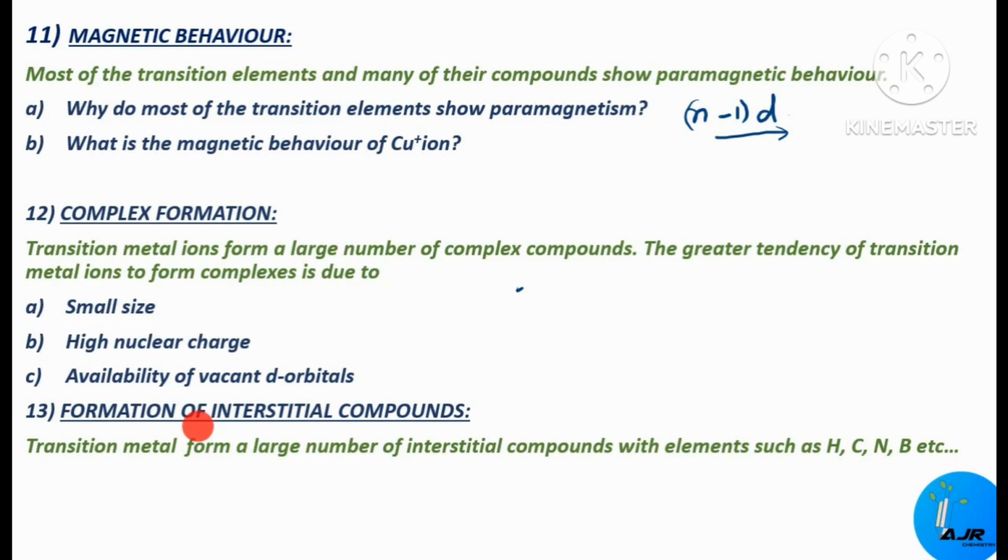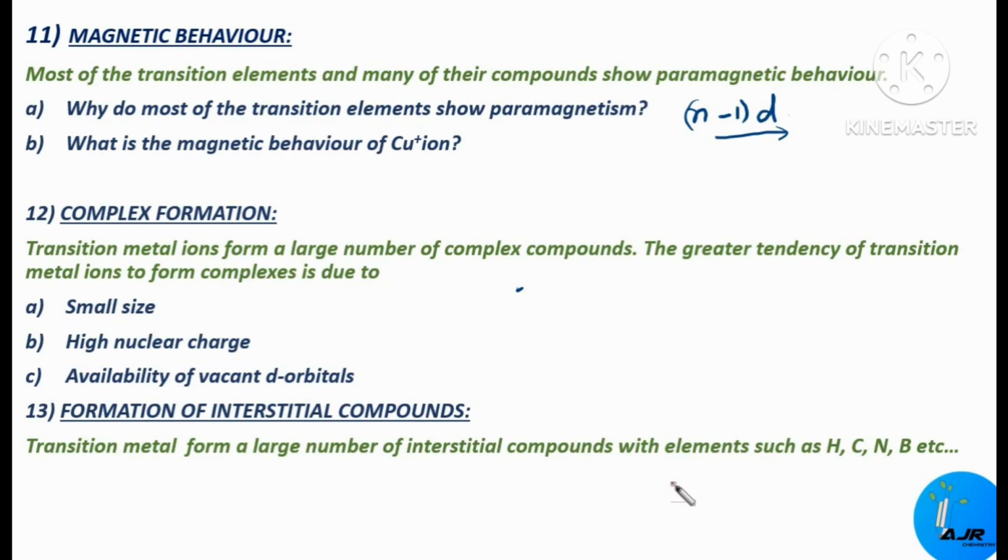So the next important one is the formation of the interstitial compounds. The transition metals form a large number of interstitial compounds with elements such as hydrogen, carbon, nitrogen, boron, etc. These interstitial compounds are formed when small atoms like hydrogen, carbon, nitrogen get trapped inside the crystal lattices of the metals. These small atoms occupy the vacant spaces in the lattice of transition metals, resulting in the formation of the interstitial compounds.